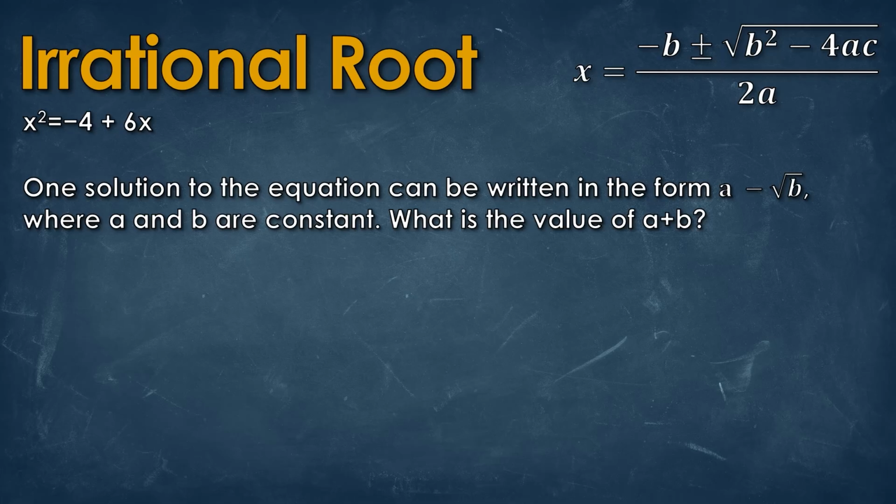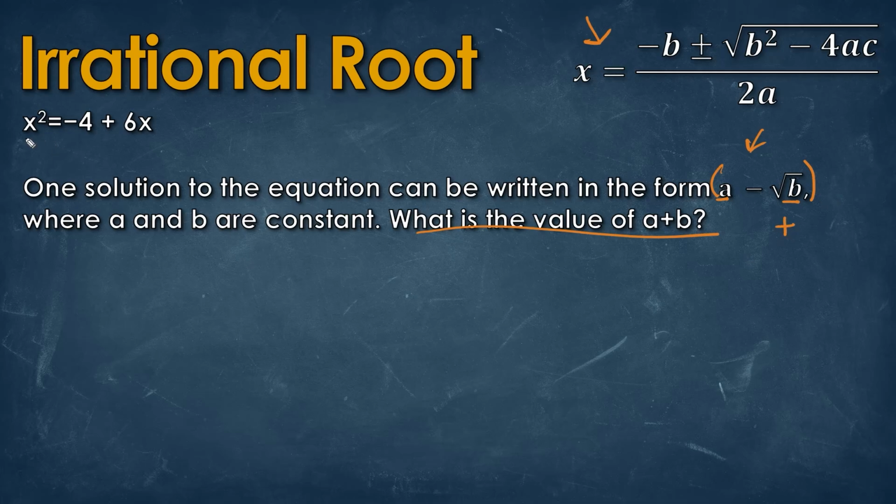Now for this question, it's always good to read it first. It says that one solution to the equation can be written in the form of a minus the square root of b. Don't take that to mean the a value and b value for our quadratic. What this means is after we solve this quadratic, we're going to get a form that looks similar to this, where we have a value of a and a value of b. It's then going to ask us, what is the value of a plus b? So once we find those two values, we're just going to add them together.